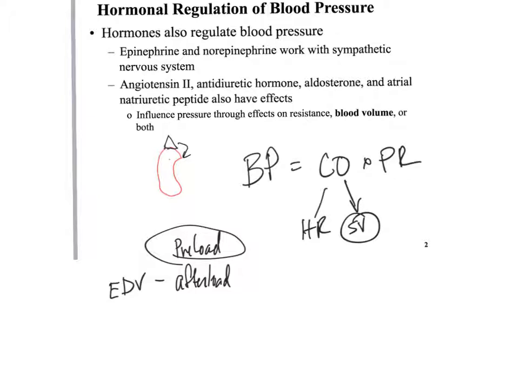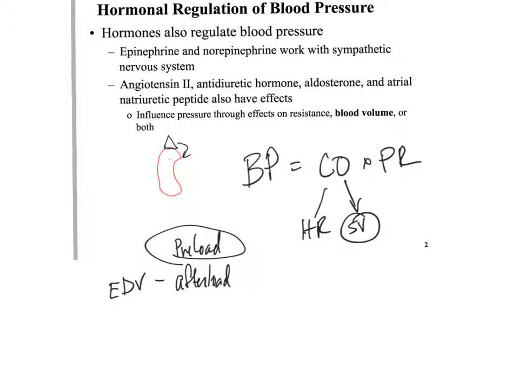Okay? Because if you reduce blood volume, what happens to the amount of blood coming back to the heart? That's preload. What happens? It's reduced. So if preload's reduced, what's going to happen to stroke volume? It's going to be reduced. If stroke volume is reduced, what happens to cardiac output? It's reduced. And then eventually what happens to blood pressure? All right? You guys see the chain now. Okay? You see the chain.